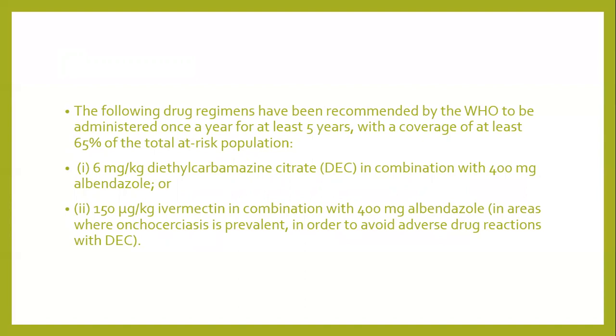And this is 6 mg per kg of diethylcarbamazine citrate, abbreviated as DEC, in combination with 400 mg albendazole, or 150 microgram per kg ivermectin in combination with 400 mg albendazole in areas where onchocerciasis is prevalent, in order to avoid the adverse drug reactions with DEC. So there are two kinds of drug therapies.